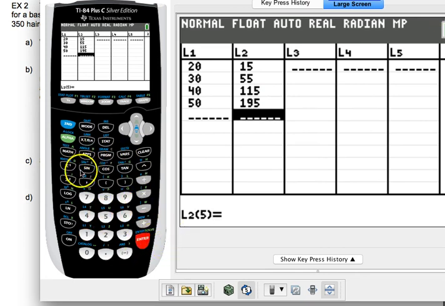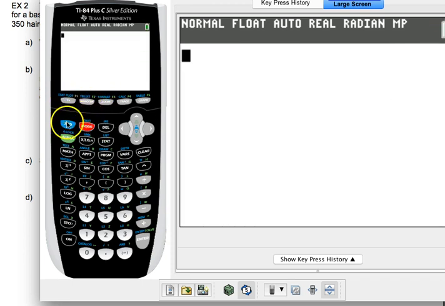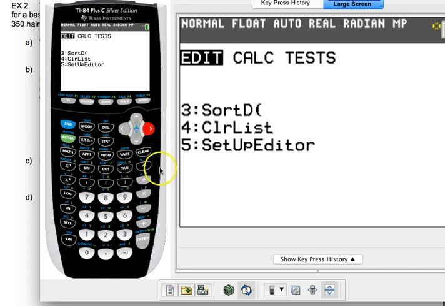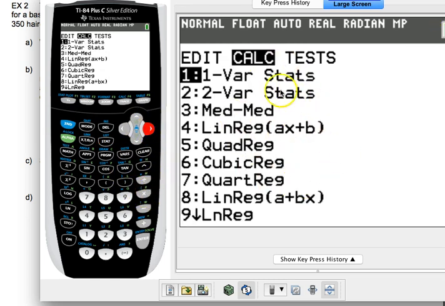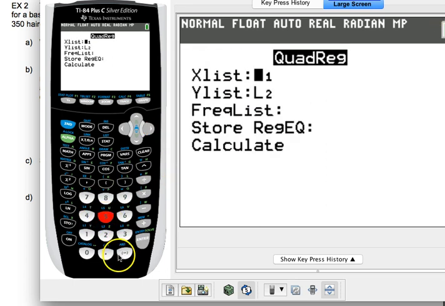All right, so I've got my data in there. So now I can quit out of my list and I'm going to stat calculate. If you've forgotten how to do all this, go back to your linear regression notes. All the steps are typed out. We're going to choose choice 5 for quadratic regression. My X list is in L1. My Y list is in L2. The most important part, don't forget, store regression equation.